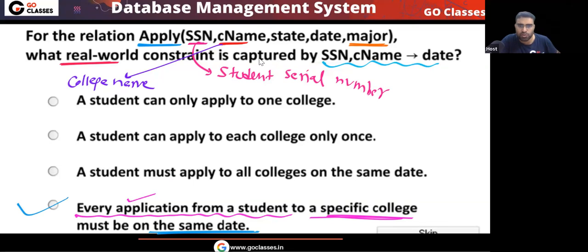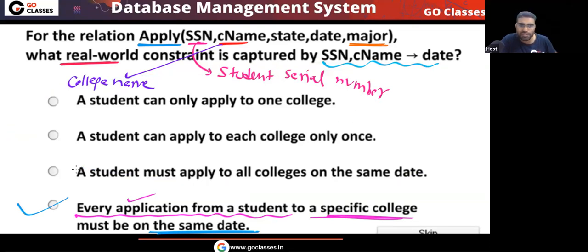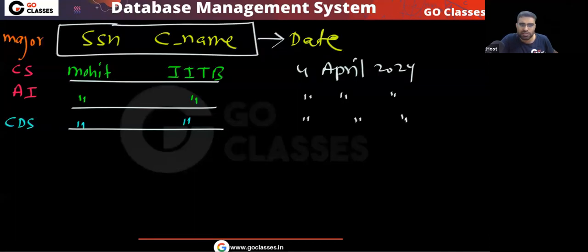Now, can you give me a situation which will violate option A, B, C? Let's try to violate options A, B, C. Option A is saying a student can only apply for one college. Nothing like that. Yes or no? You can apply for multiple colleges.